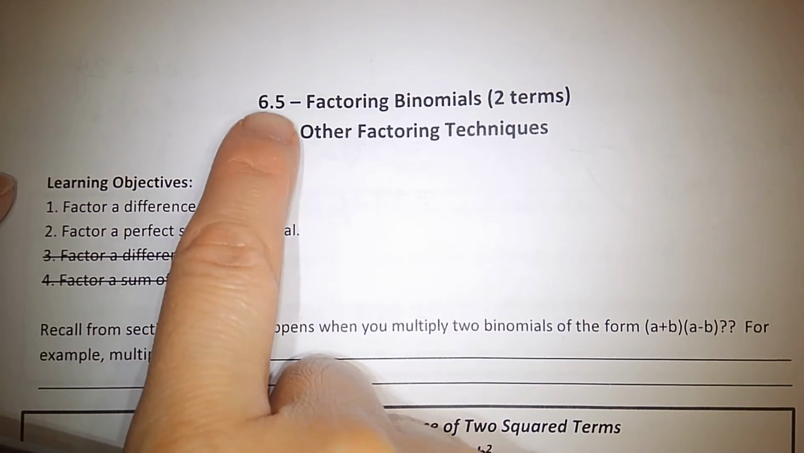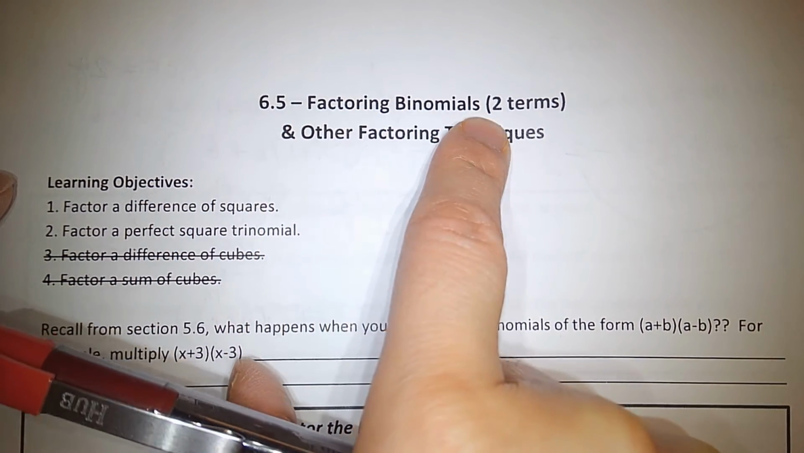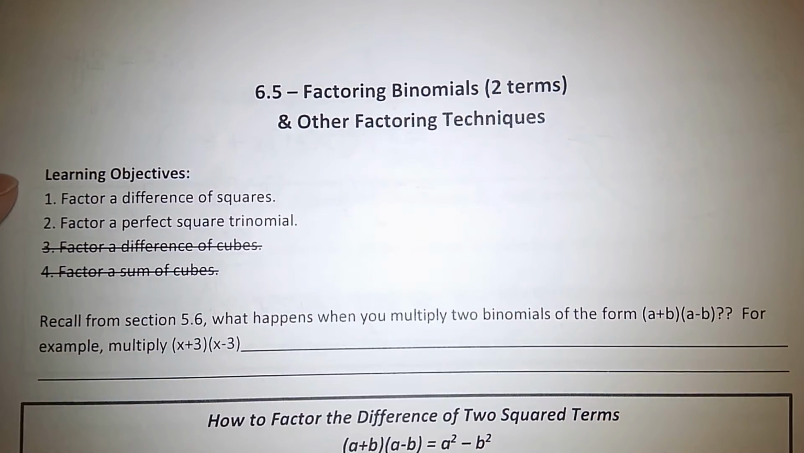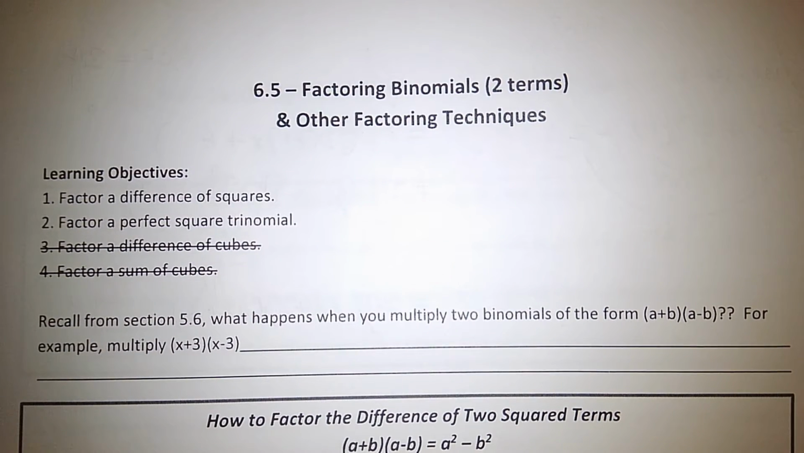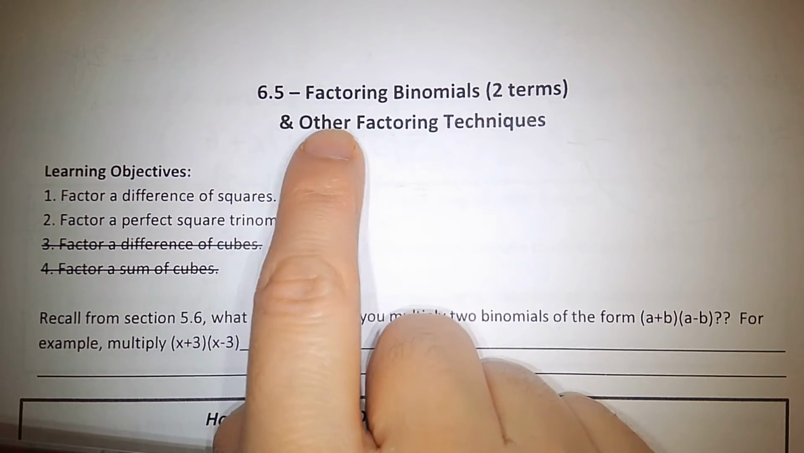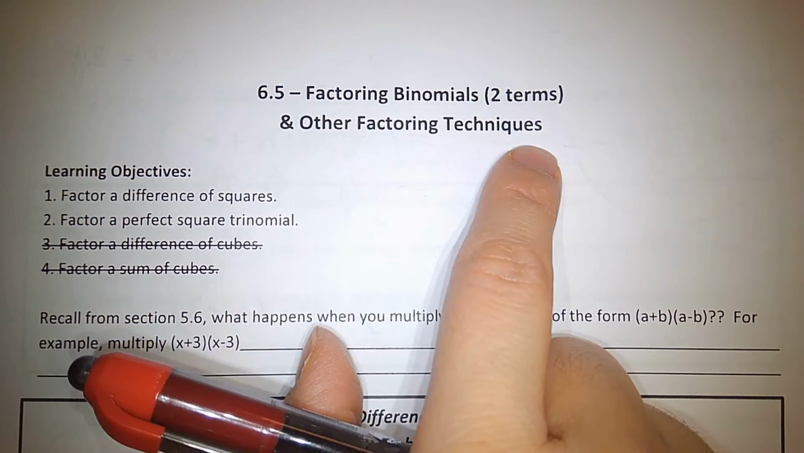Alright, so section 6.5, factoring binomials. How do we understand binomial? A polynomial with how many terms? How many terms? 2 terms, right? Yes. And other factoring techniques, okay?